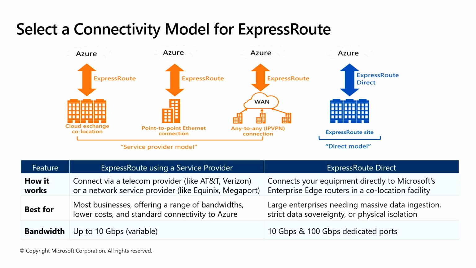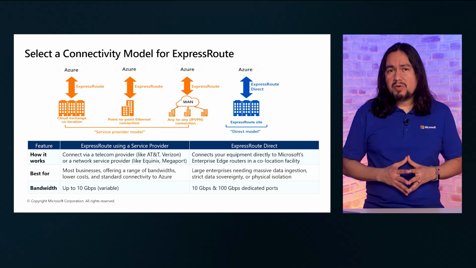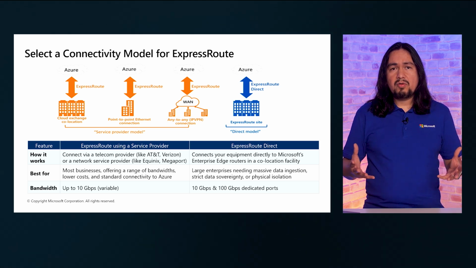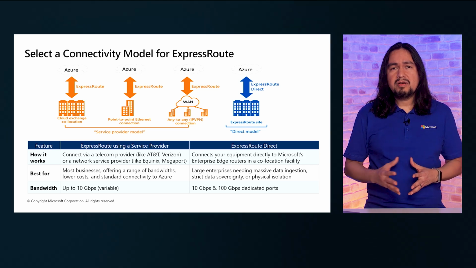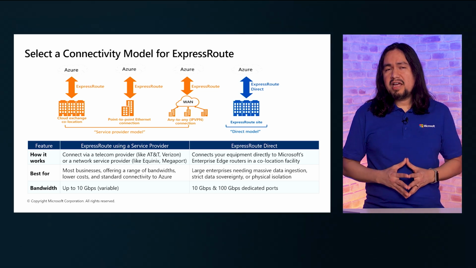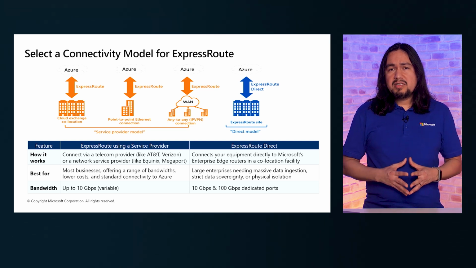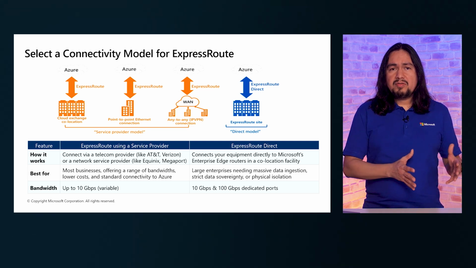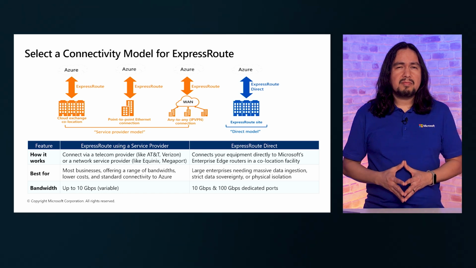The first thing that you need to do is to select the connectivity model for ExpressRoute. Most customers will select the service provider model because they already have a telecom provider like AT&T or Verizon, or maybe you already have a network service provider like Equinix or Megaport. With this service provider, you can have a bandwidth from 50 megabits per second up to 10 gigabits per second.